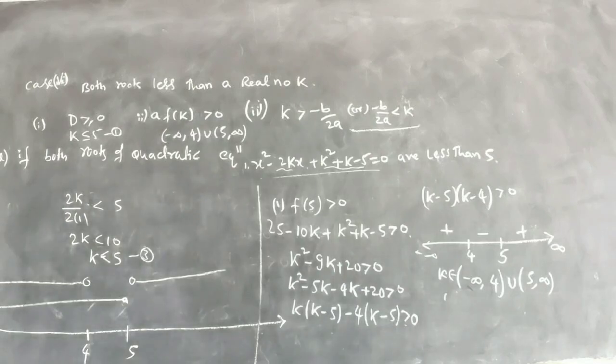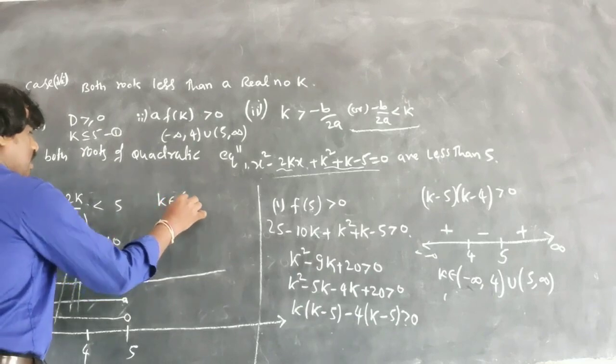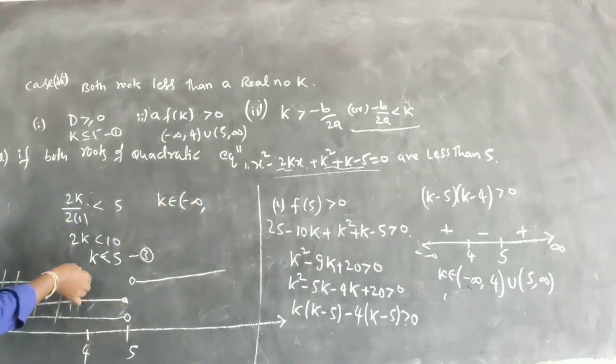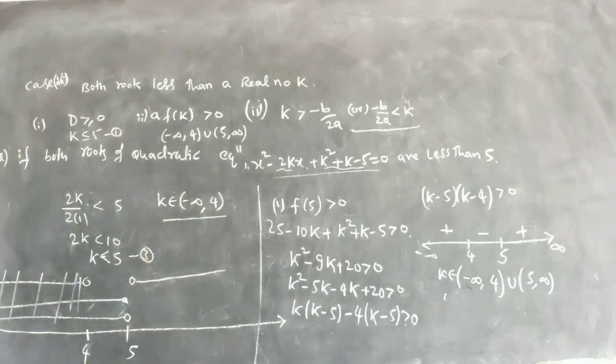Case number 3, what am I getting? Case number 3 is less than 5, meaning an open bracket at 5. So the place where all intersect is this one. So the value of k will be what? K will be minus infinity to 4, open. 4 open is your answer. This is the way to find it.